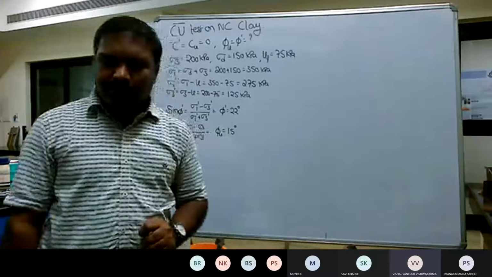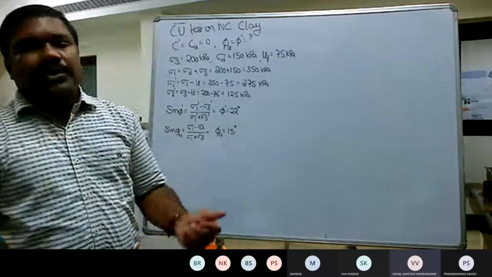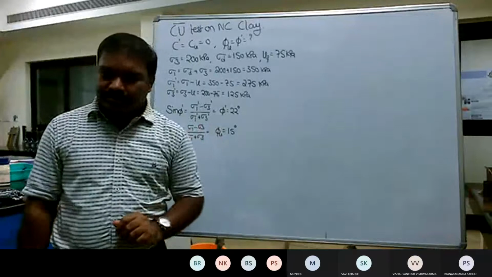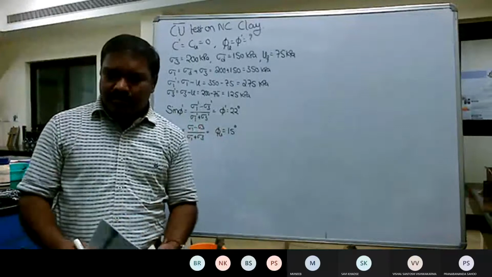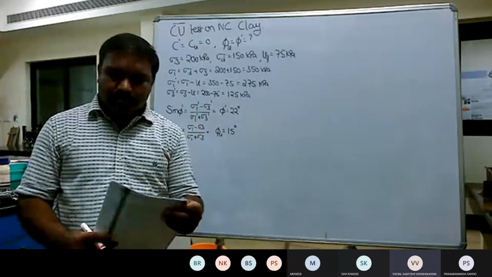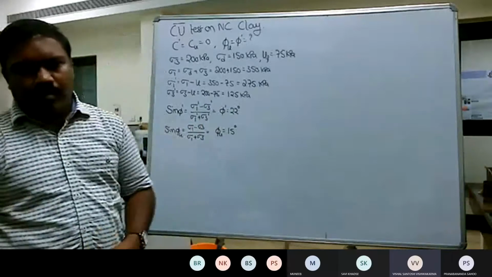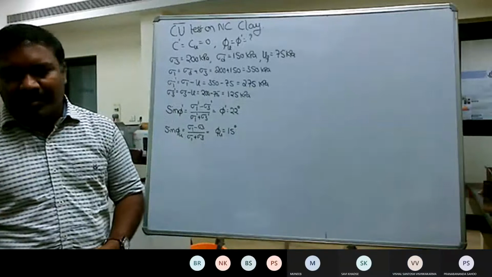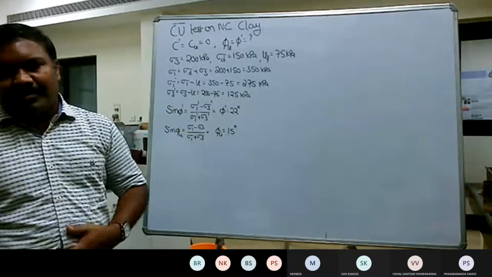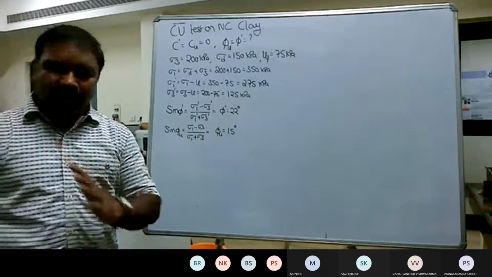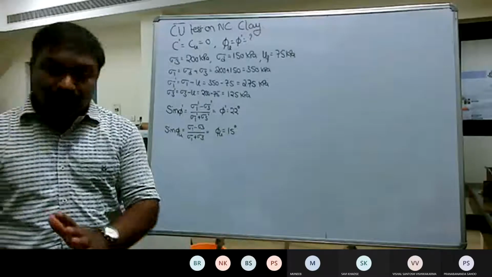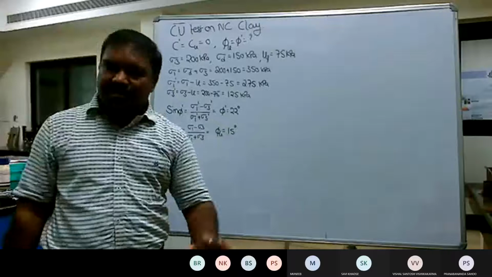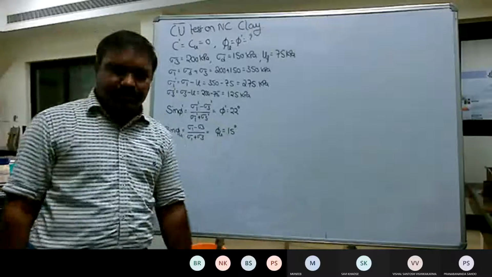And sir, what about UU? In UU, you will get only the undrained. There was no drain. Sir, in UU, we also have a phi dash effective? No, that is not possible. Because in UU, you are in no way allowing the water to dissipate. No way you are allowing the pore pressure to dissipate. So effective is not at all possible. It is unconsolidated undrained.